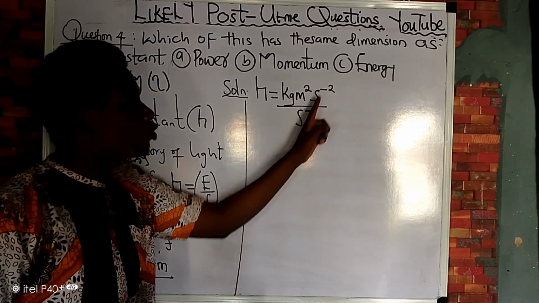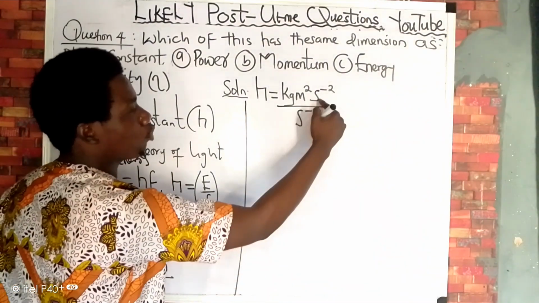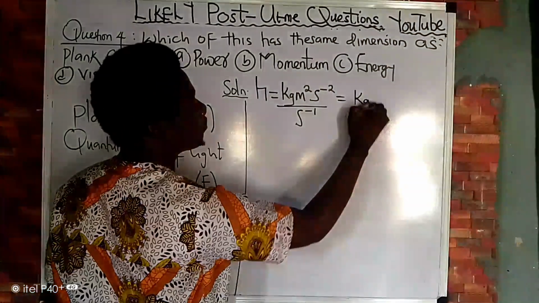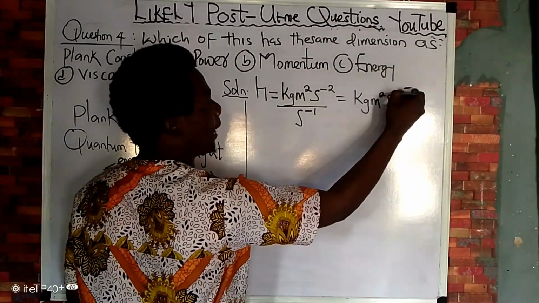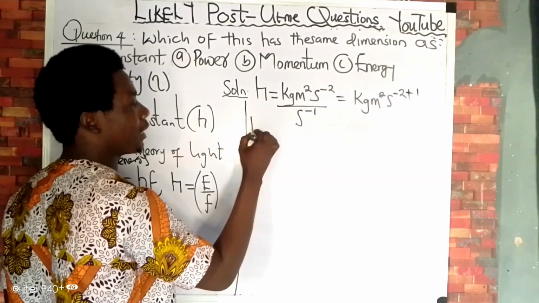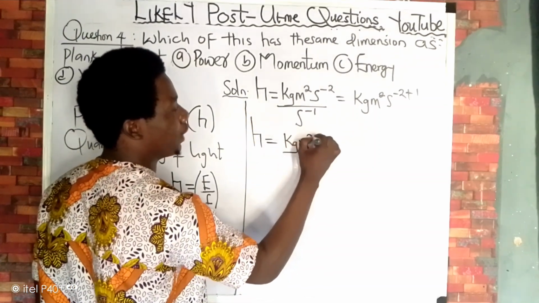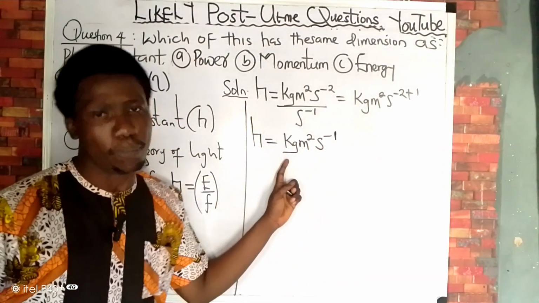So don't forget that we have to combine this with the law of indices. We pick one of the bases and combine the powers, so we have kilogram meter squared seconds raised to the power of -2 plus 1. So Planck constant becomes kilogram meter squared seconds raised to the power of -1. This is your Planck constant.